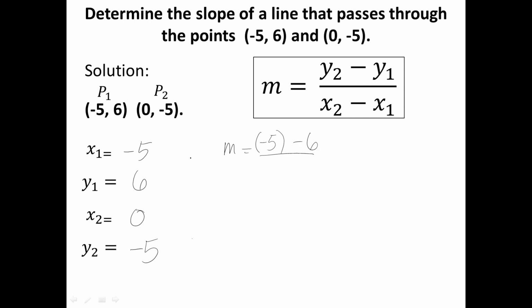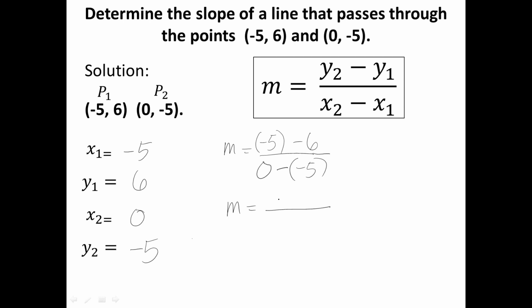We have m is equal to negative 5 minus 6. So negative 5, then minus 6, since 6 is our y sub 1. For x sub 2, we have 0. Of course, 0 minus negative 5. We write that inside the parentheses.